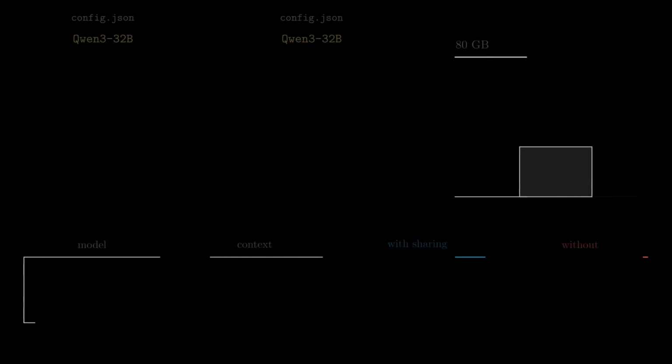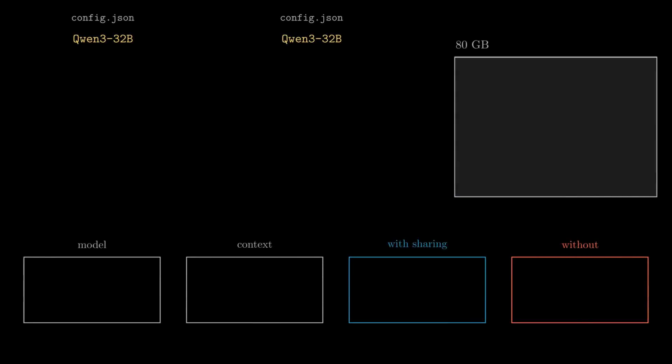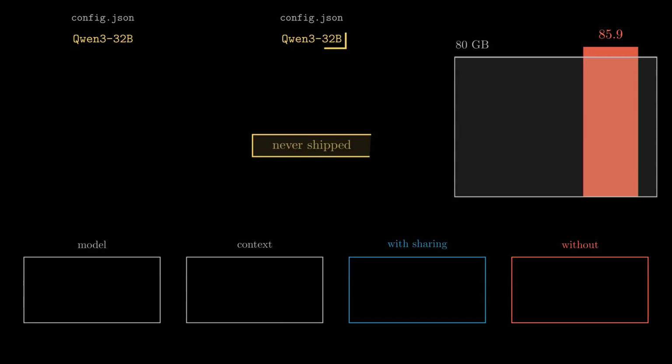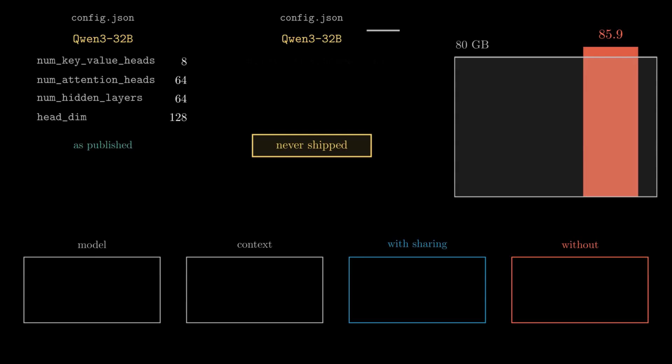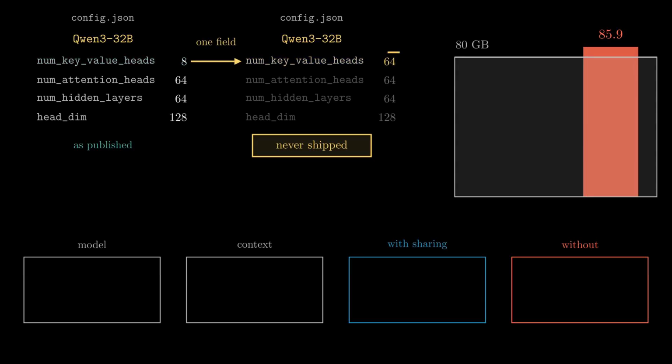But I want to be careful with that 85.9, because it is a counterfactual rather than a real model. What we computed is what Qwen3 would have cost if its authors had made one different decision, worked out from their own configuration with a single field changed, and nobody ever shipped that model. So why show it at all?